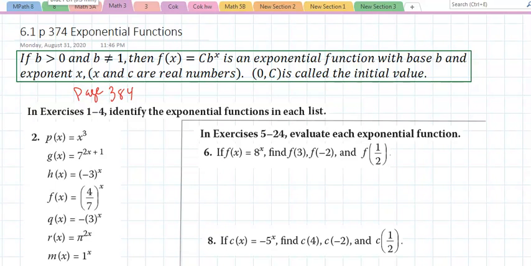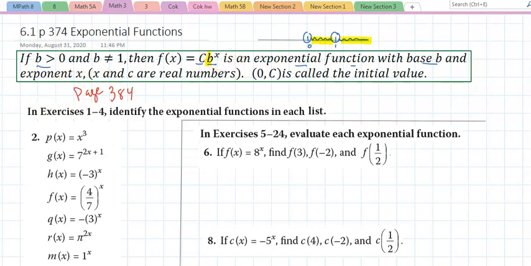Alright, section 6.1 is on page 374, talks about exponential functions. If b is bigger than 0 and b not equal to 1. So basically, we're choosing a number, b. We want it to be bigger than 0 and not equal to 1. Then, y equal some constant times b to the x is an exponential function with base b. So this b is the base, that's the key, and that base is either between 0 and 1 or bigger than 1.